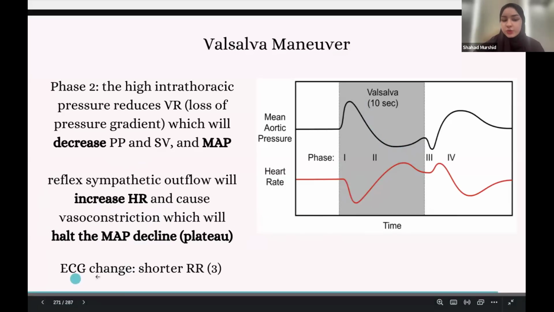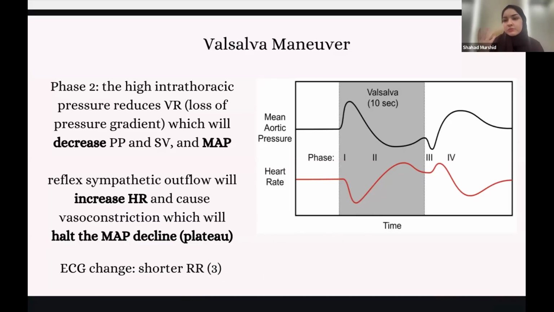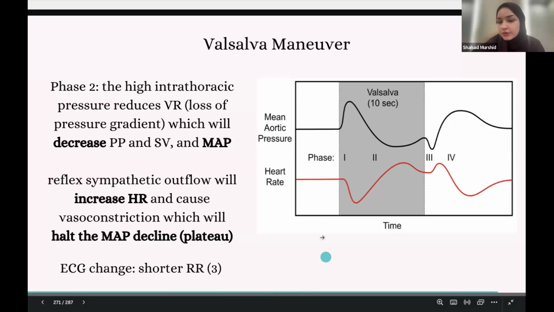And in the ECG wave for phase 2, you're going to have a shorter R to R interval, which means you have tachycardia, an increased heart rate. And this is what you're seeing here.